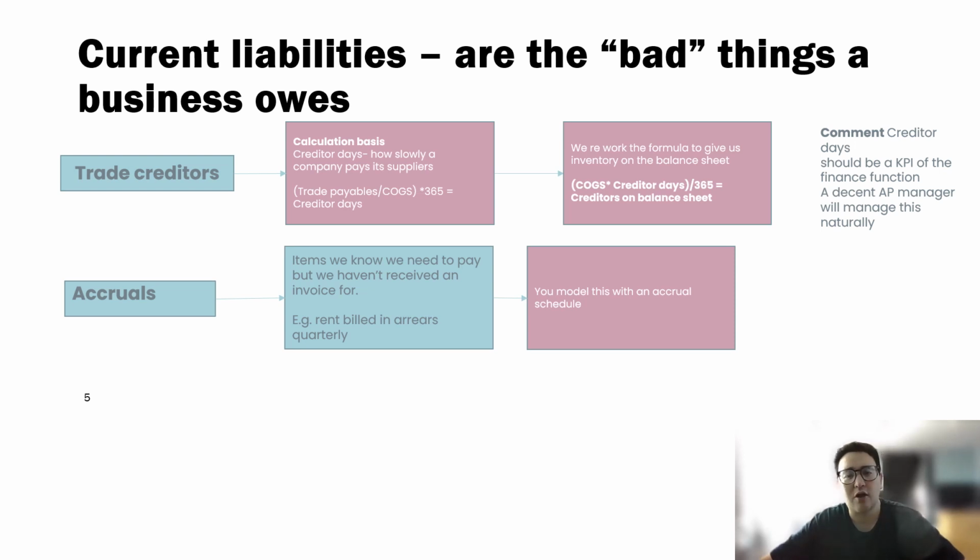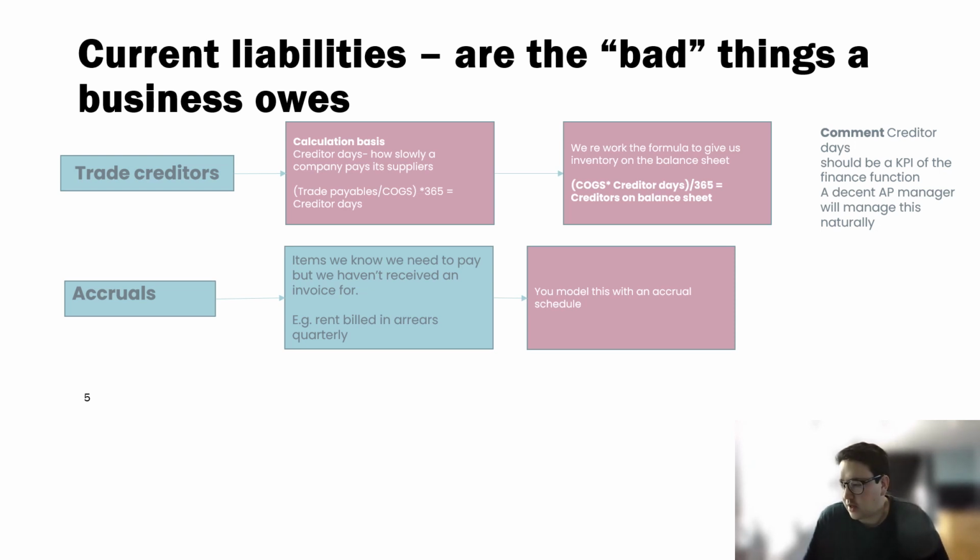And again, creditor days should always be a KPI of the finance function. From my experience, a decent AP manager, and what I mean by a decent AP manager is someone who inherently doesn't want to pay people, which they nearly always are, will manage creditor days themselves, right? And from my experience, they can often sit around 60, 65. Accruals. Now, accruals are items we need to pay, but we haven't received an invoice for.